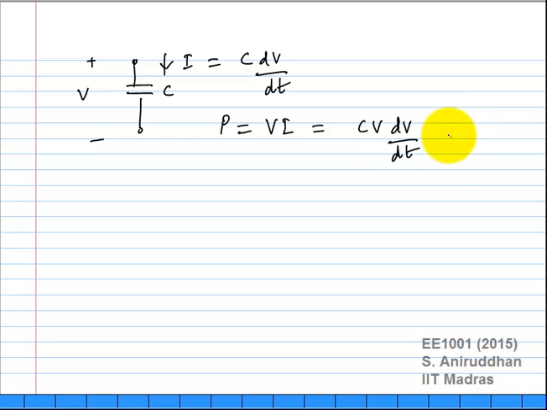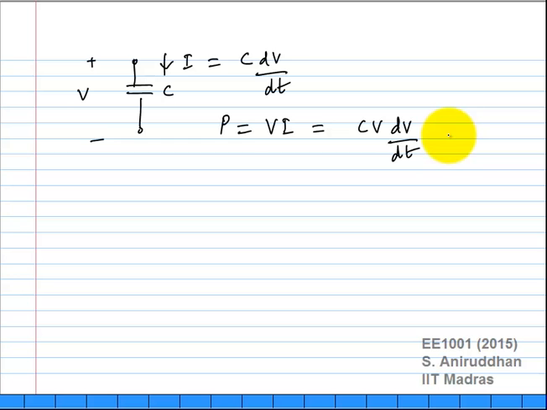In the case of the resistor, it was very simple. You could decompose it into a quantity which showed you that the power was always positive. In this case, can the power be negative? Of course it can, because the current depends on dV by dt, and dV by dt can actually be negative if the current entering the capacitor is a decreasing function of time. So the power can be negative.